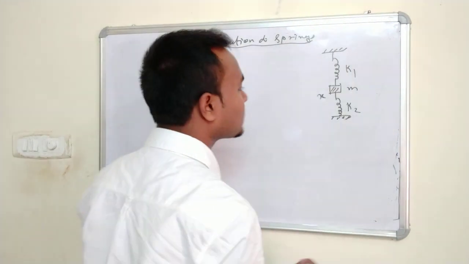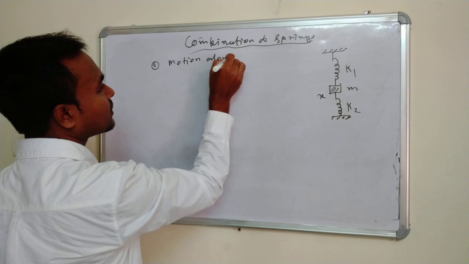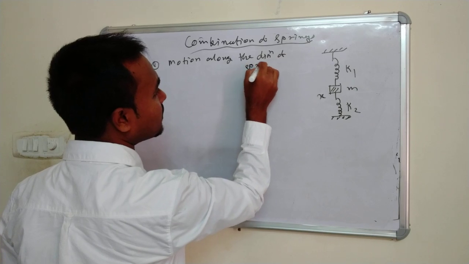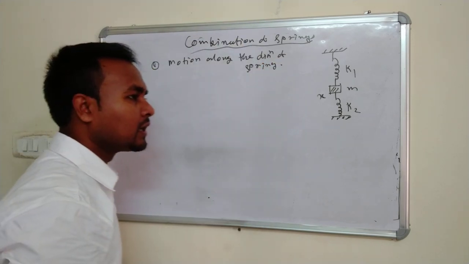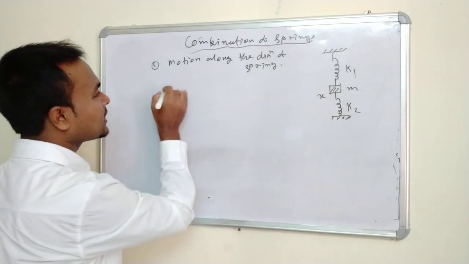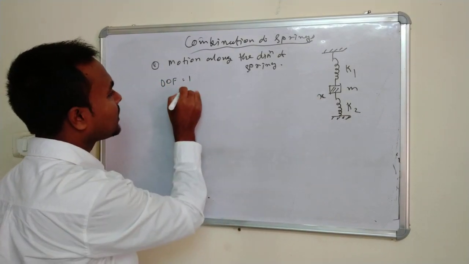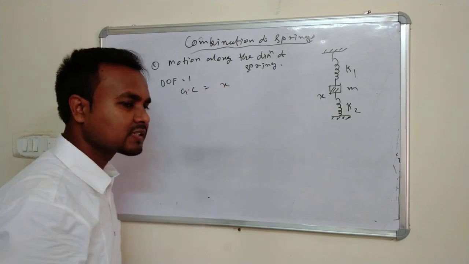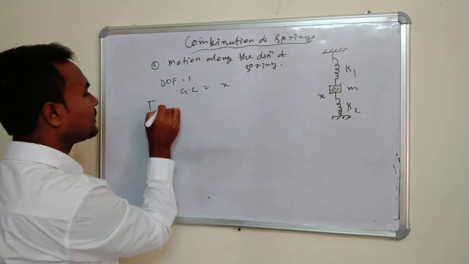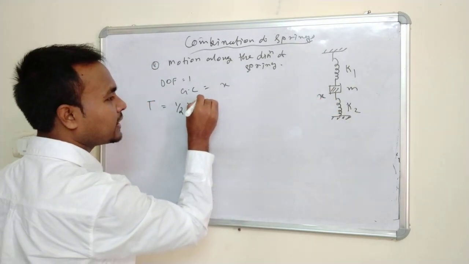So let us first take motion along the direction of the spring. Clear? Now what will be the degree of freedom in this case? Only one degree of freedom. So your DOF is equal to 1, and your generalized coordinate will be x. What will be the kinetic energy for the mass m? Your T will be half of m, displacement x, so x dot square.